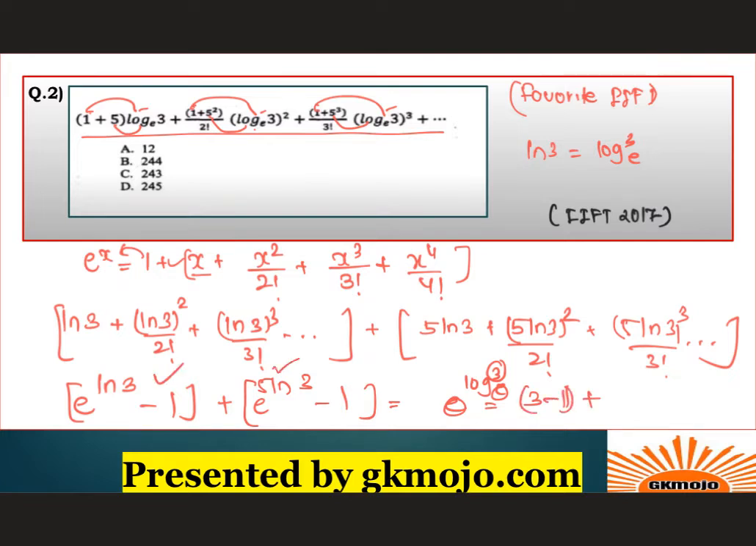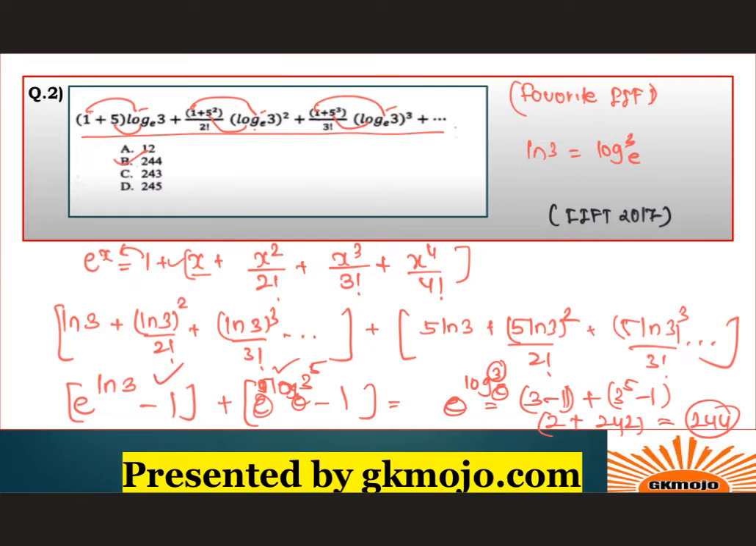So we'll solve this bracket now. This 5 goes over here in the power, 3 to the power 5, and again ln means log 3 to the power 5 to the base e. So since the base is same, this will be 3 to the power 5 minus 1. So if you see, this would be 2 plus 242, and hence the correct answer for this question is 244, which is option number B.